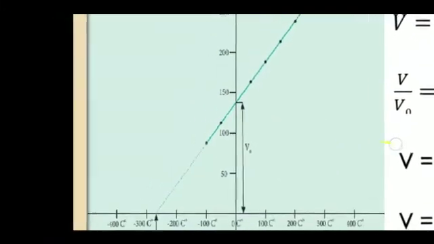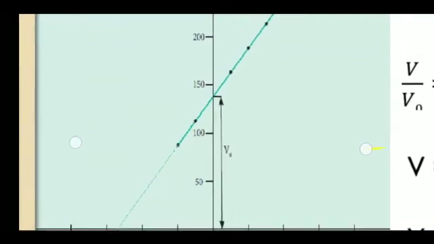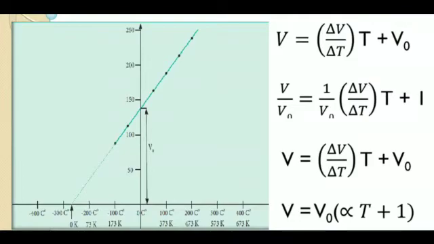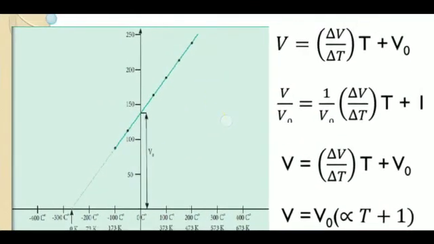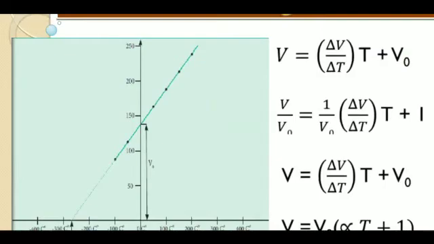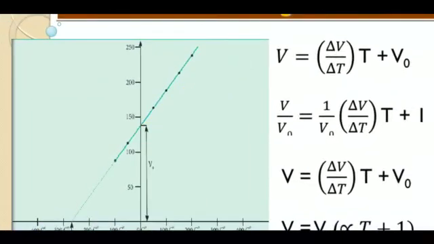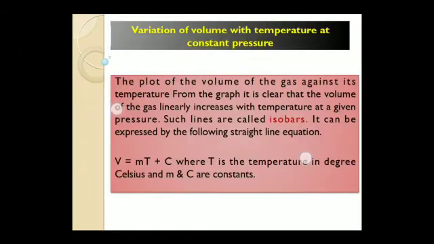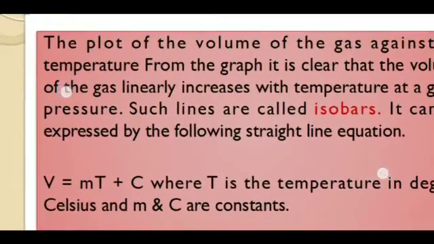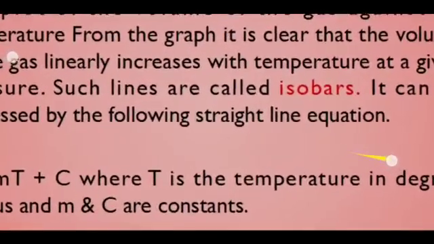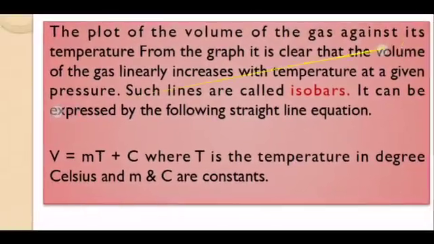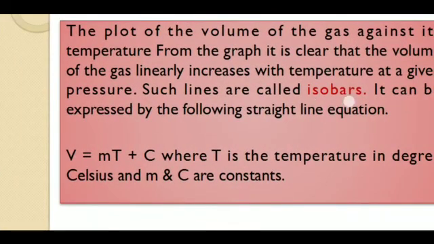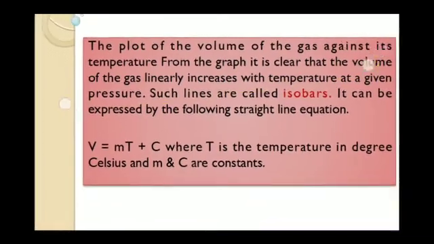From the graph, it is clear that the volume of the gas linearly increases with temperature at a given pressure. Such lines are called isobars. It can be expressed by the straight line equation. We already know V is equal to mT plus c. Here T is the temperature, both in degree Celsius and also in Kelvin, and m and c are constants.